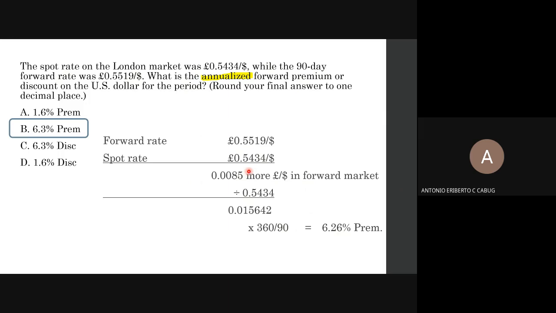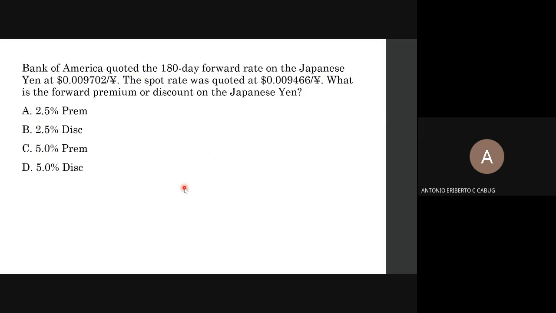Okay? So very good, everyone. The annualized premium is 6.3%. Kahit hindi sabihin na annualize, i-annualize nyo pa rin. That's how you would determine the premium or discount in the forward market. What about this one? Another 2 minutes.